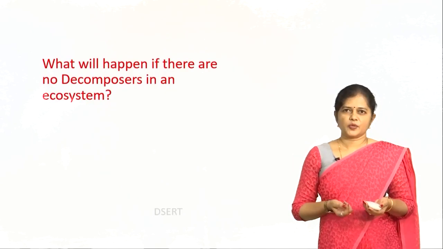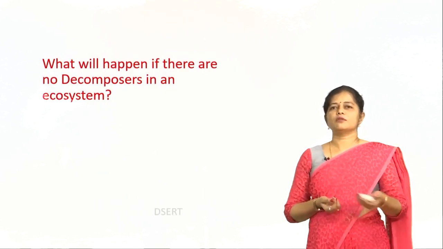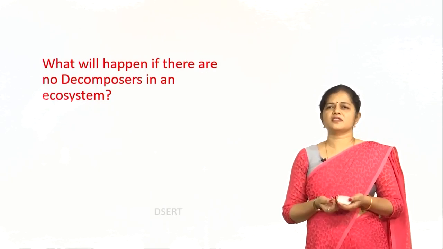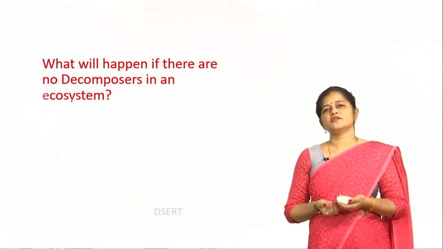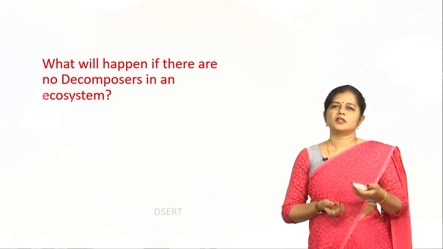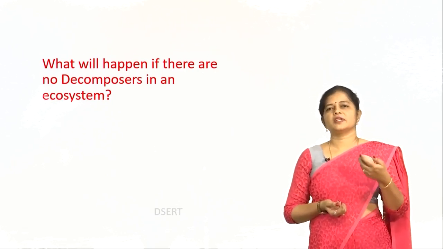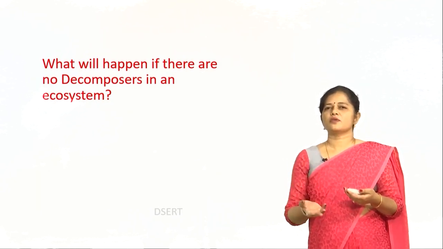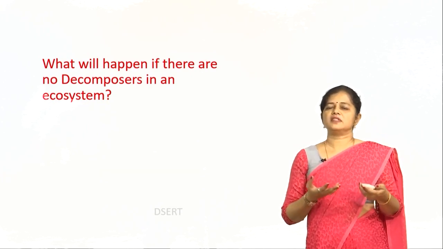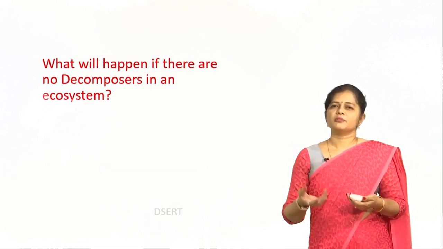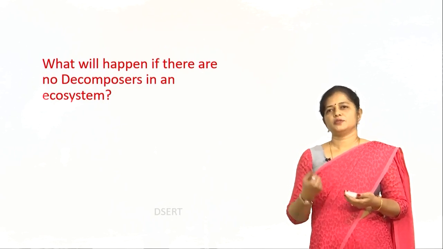There is yet another question. What will happen if there are no decomposers in an ecosystem? If there are no decomposers in an ecosystem, then the balance of the ecosystem is not maintained. Why? Because the decomposers play a very important role in maintaining the balance of the ecosystem. They replenish the soil by decomposing the dead and decaying organic matter. Otherwise, the producers will not be able to obtain their nutrients.